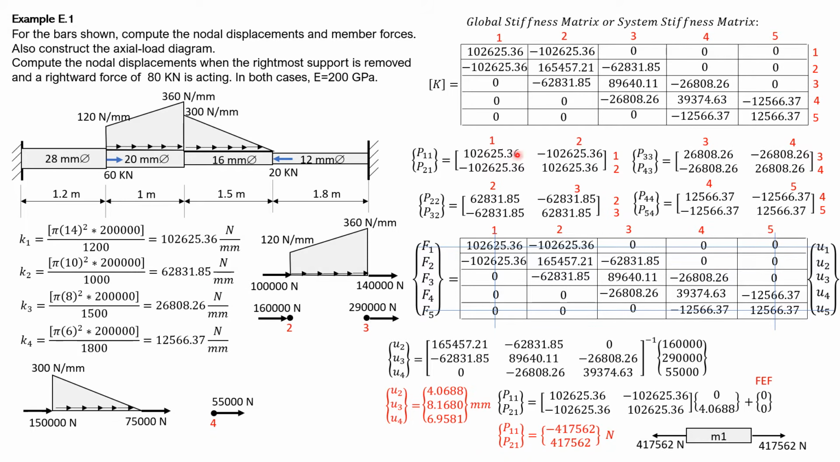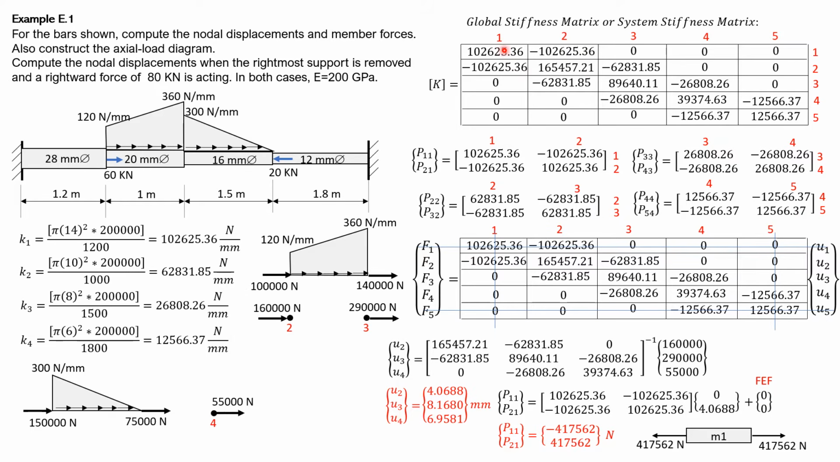This is K1, negative K1, negative K1, K1, and it is between nodes 1 and 2. That's why we have row 1 and column 1, row 2, column 2. And for member 2, the stiffness is 62,831, so positive, negative, negative, positive, and it is 2 to 3. Then member 3, 3 to 4, and member 4, 4 to 5.